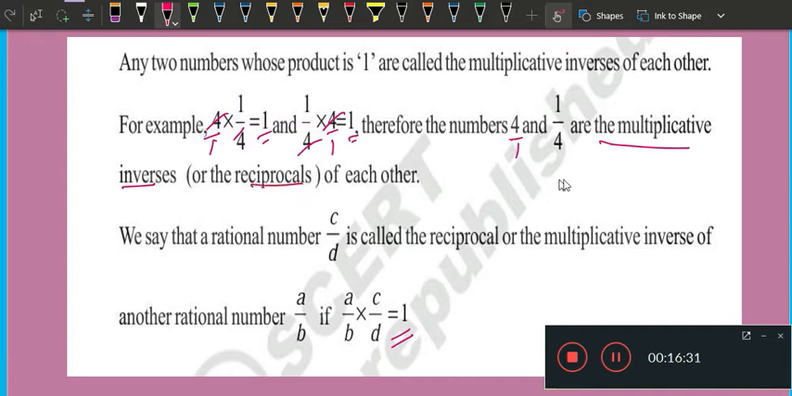Okay, students. Suppose 2 by 3 is there. What is the reciprocal of 2 by 3? That means 3 by 2. That's all. So the multiplicative inverse is nothing but the reciprocal. This is the very important term: reciprocal. Reciprocal is nothing but multiplicative inverse.